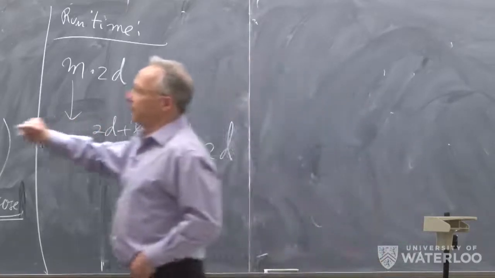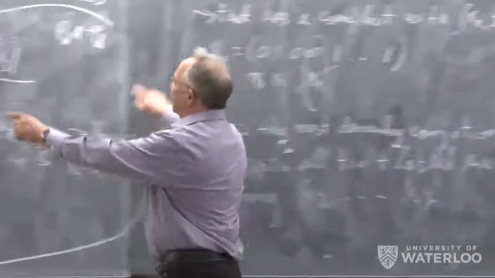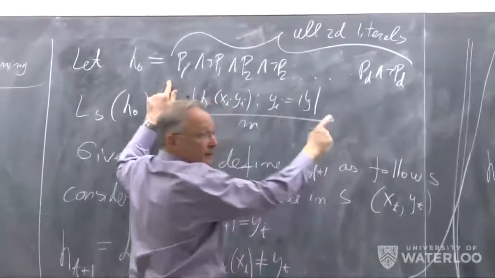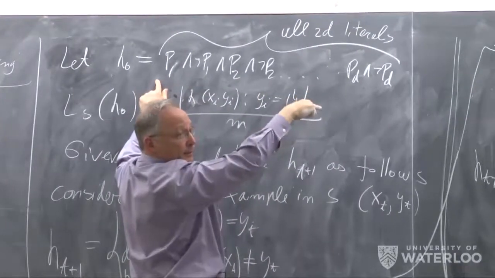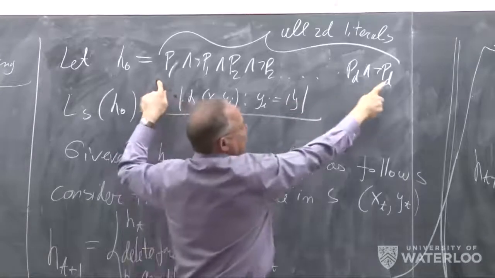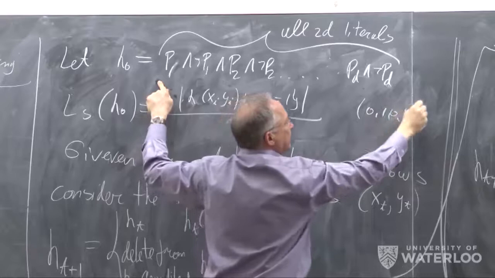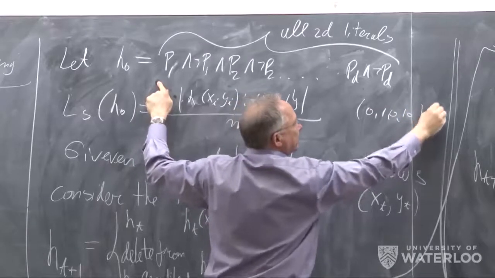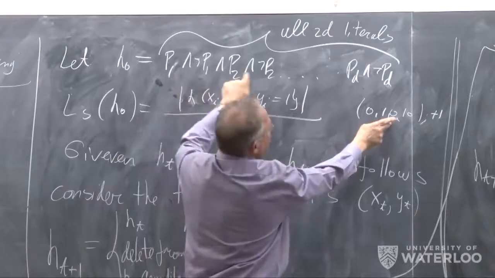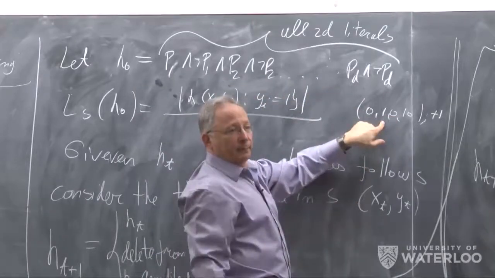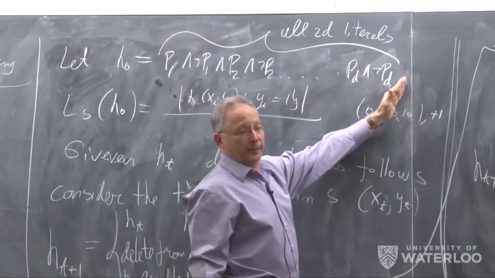Where did the 2d come from? Oh, the 2d comes because at each step, you have to take your current h and see how many conflicts you get with the example. Well, at each step, you get your h, and you get an example and a label. And you want to know which of those literals conflict with the example. So you have to go over all those literals, maybe 2d of them.